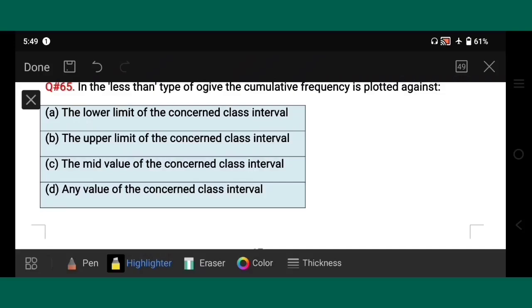Question number 65. In the less than type of ogive, the cumulative frequency is plotted against, options, the lower limit of the concerned class interval, the upper limit of the concerned class interval, the mid value of the concerned class interval, any value of the concerned class interval. So here is one trick. When given less than type, just use upper limit. When the given statement is in more than type of ogive, then the answer will be the lower limit of the concerned class interval. So here option B is correct.